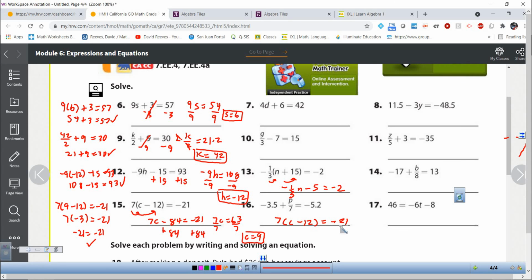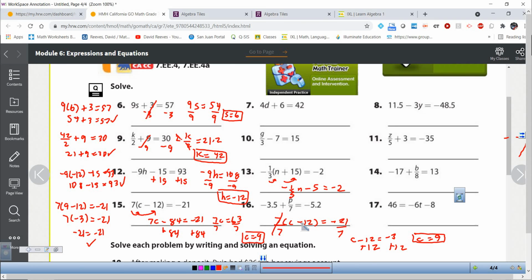If this number goes evenly into that number, you can actually divide both sides like so. All right, 7 divided by 7. And then when you do that, you get c minus 12 is equal to negative 3. And then you could add 12 to both sides, and you get c is equal to 9. So you could see we got the same answer by dividing both sides by the number instead of distributing.